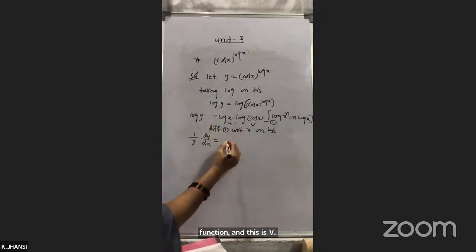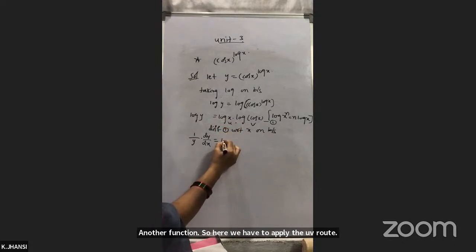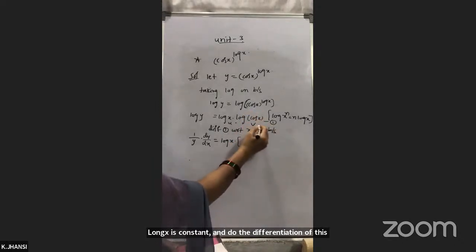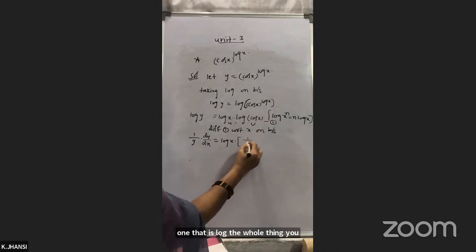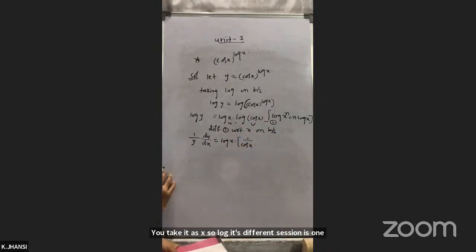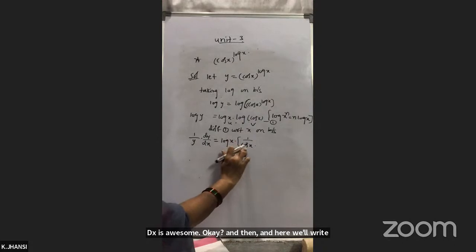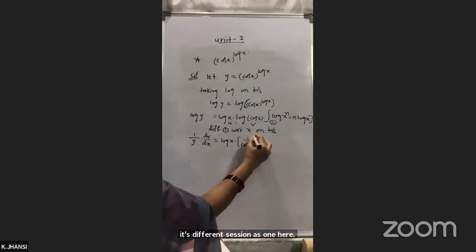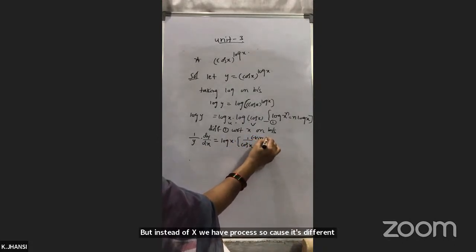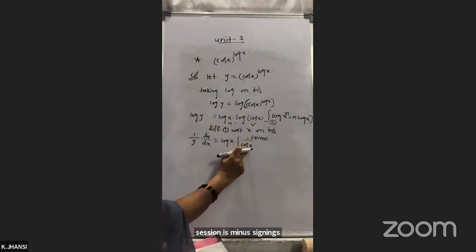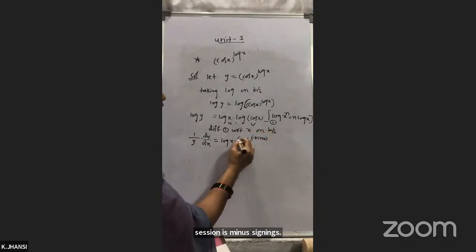You take u as a constant; log x is constant, and do the differentiation of the other one. That is log of the whole thing, you take it as x. So log x differentiation is 1 by x. Here x is cos x. We would write the differentiation of x as 1, but instead of x we have cos x, so cos x differentiation is minus sin x. So log x gives 1 by x, and x differentiation is minus sin x.